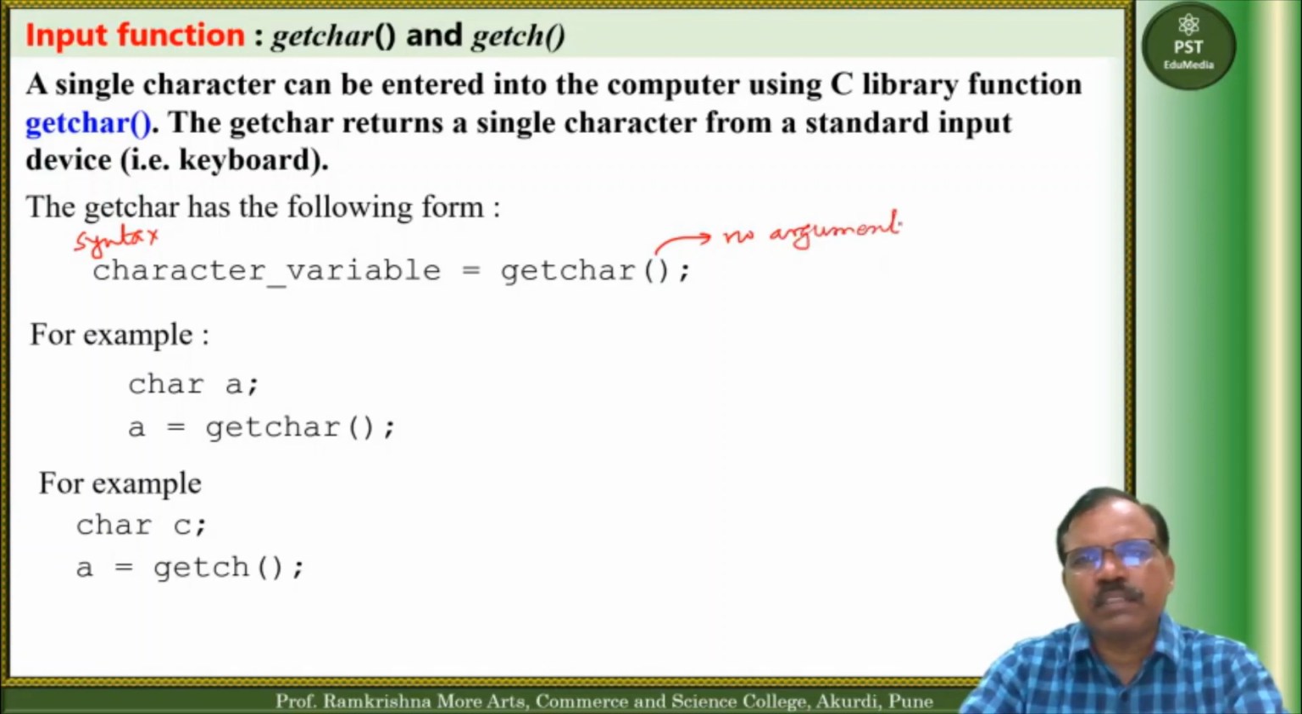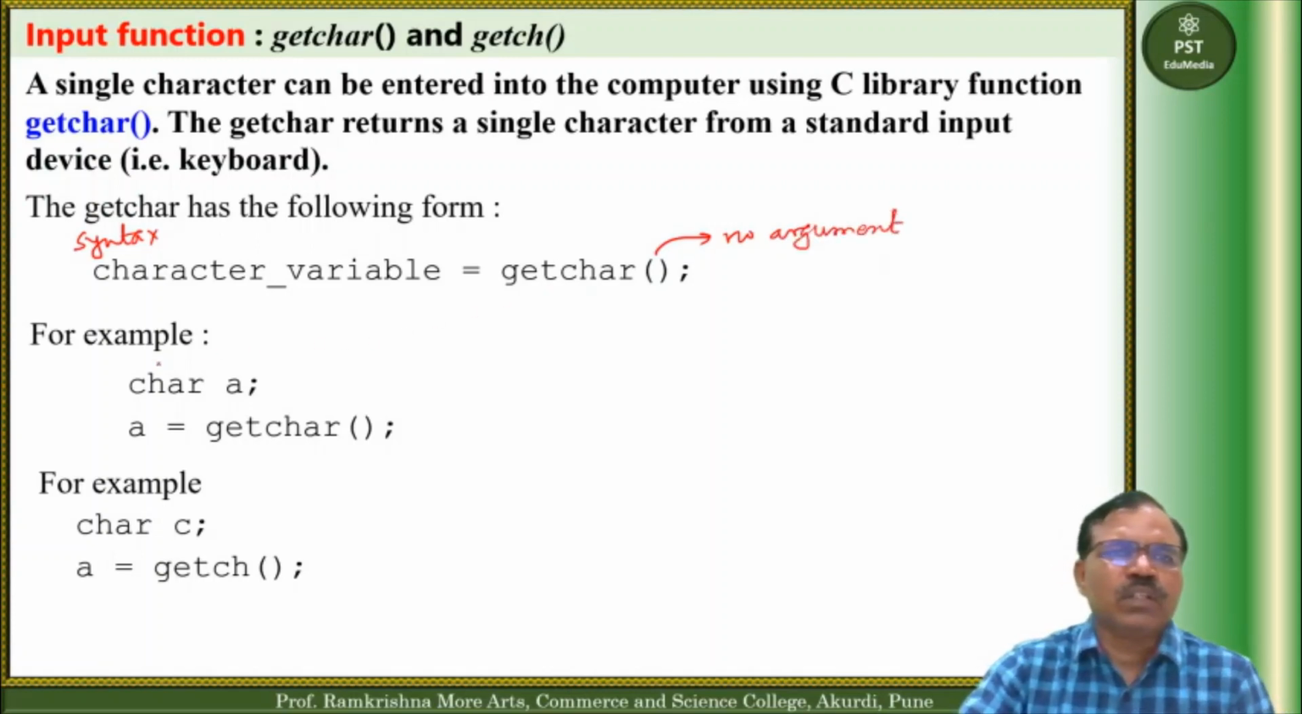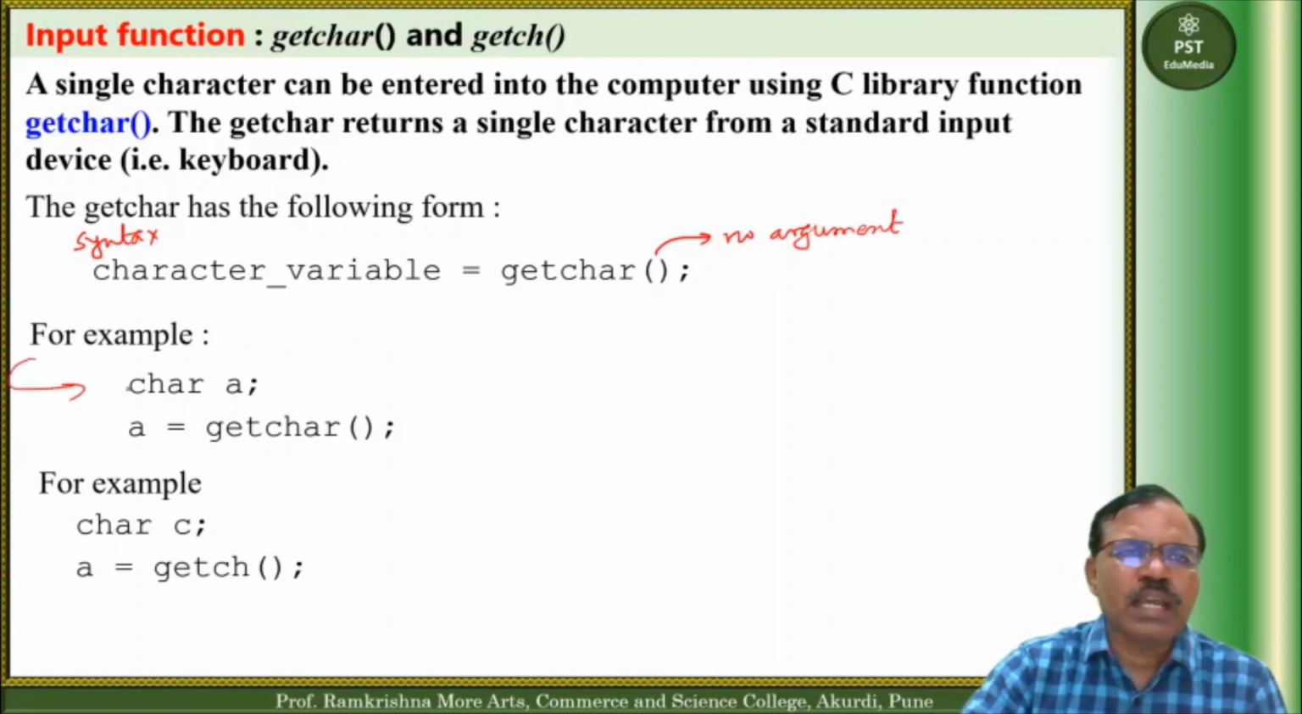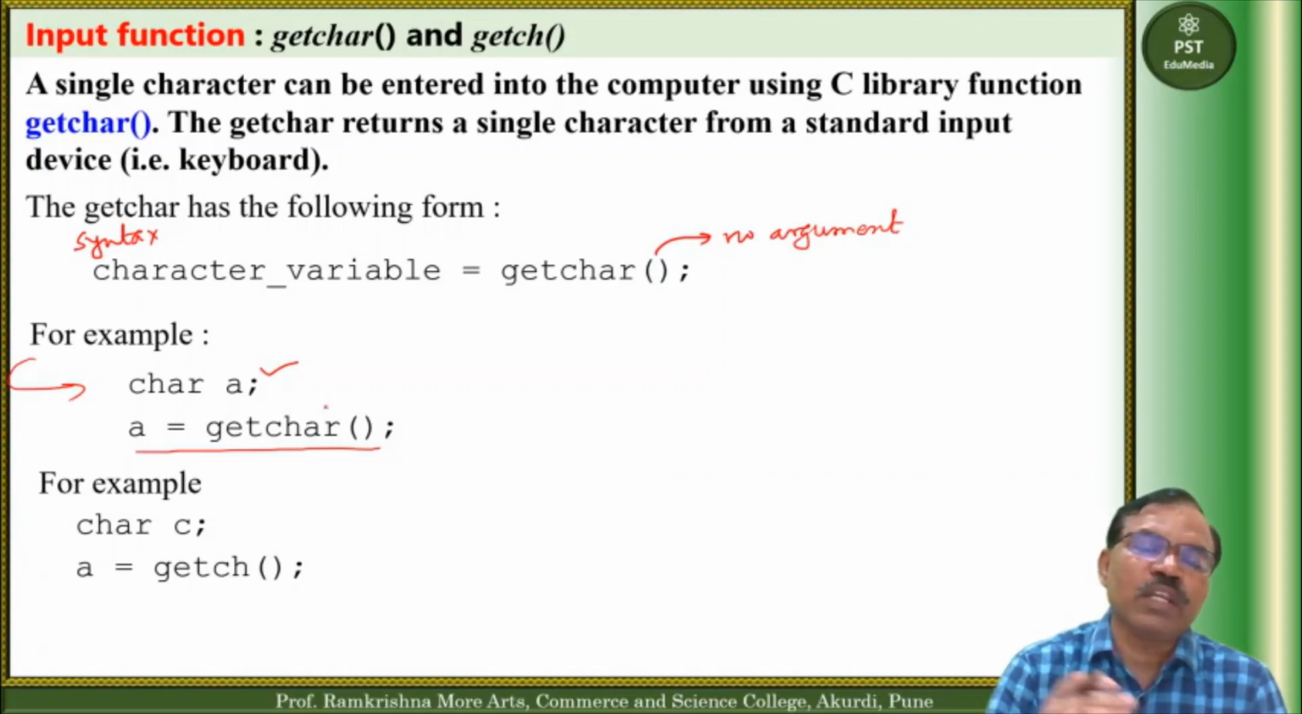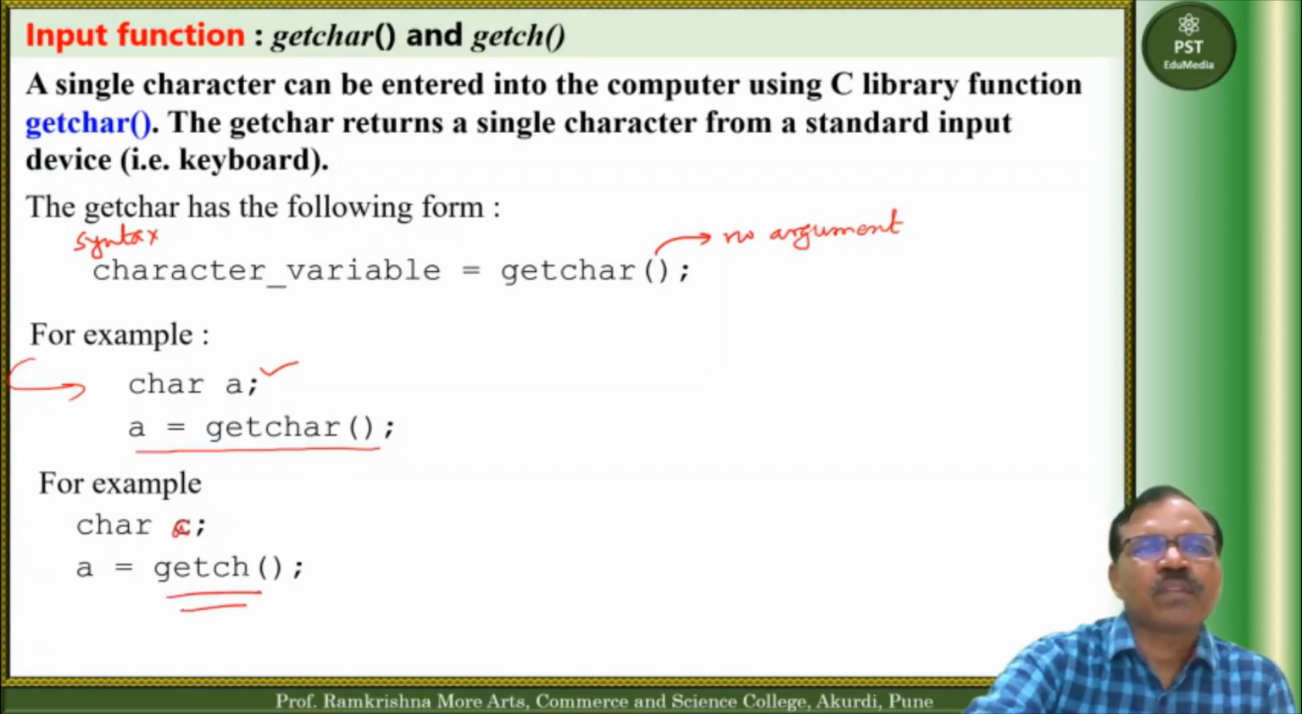So the getChar function does not have any argument. For example, we can have a character variable a declared like this. Then we write a is equal to getChar function, which means the getChar function is asking for the value of a character. Similarly, char a is equal to getch, like this.